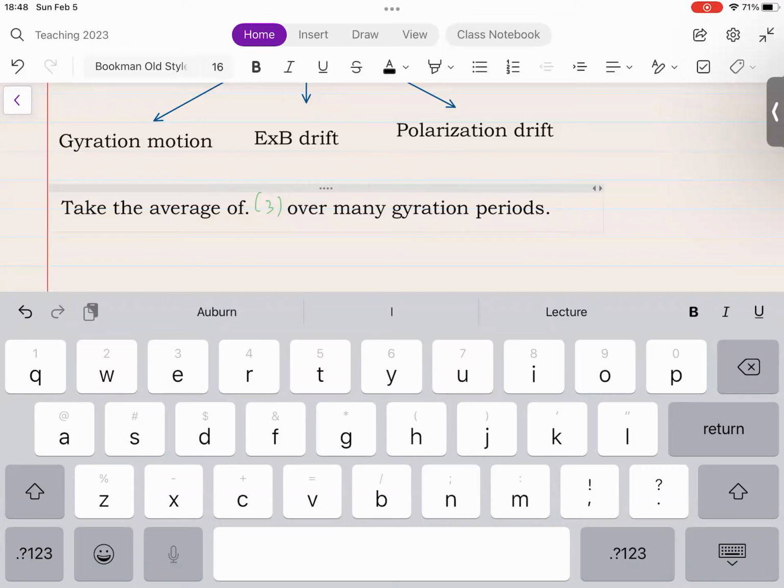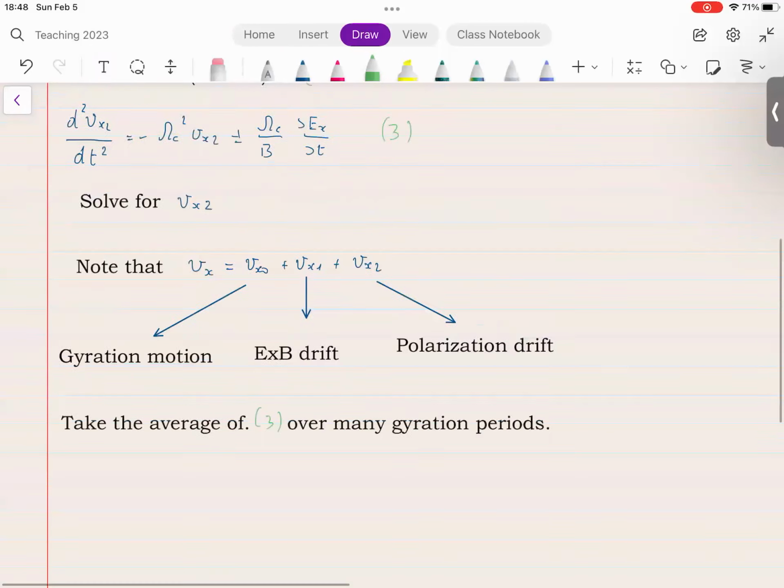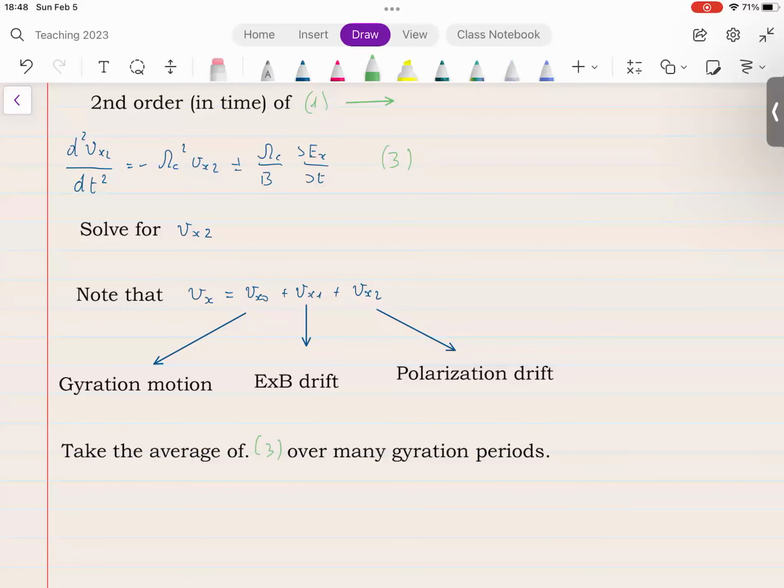Then I realized that the time derivative of my velocity, the one velocity I'm trying to calculate, v sub x2, is going to have two parts. I can break it into two scales. There is a fast varying part, which is varying over the gyration period, and there is going to be a slow varying part, which is whatever is left once I take out the part that corresponds to the gyration motion.